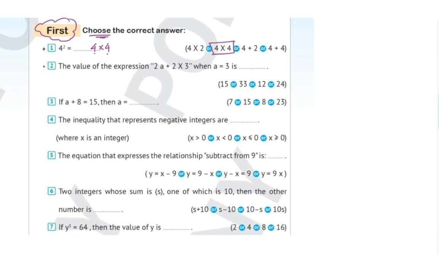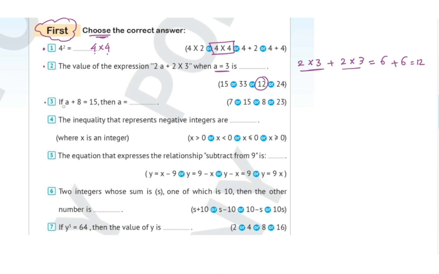Okay, point 2. The value of the expression 2a plus 2 by 3 when a equals 3. That means I need to substitute a by 3. 2 by 3 plus 2 by 3. We have multiply, addition, multiply. Start with multiply first. 2 by 3 equals 6, plus 2 by 3 equals 6. 6 plus 6 equals 12.